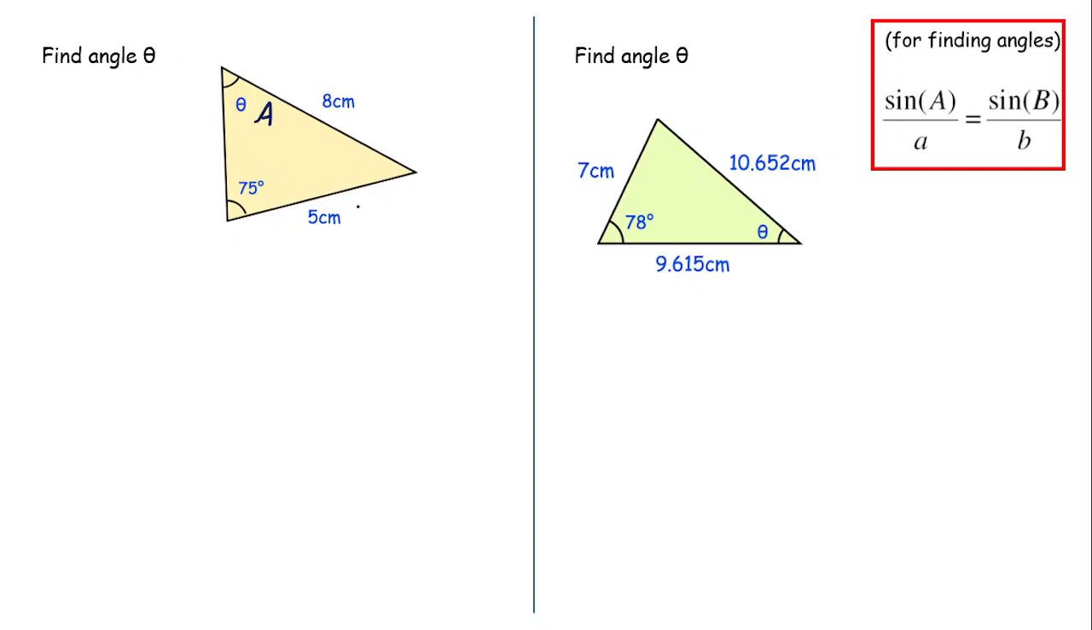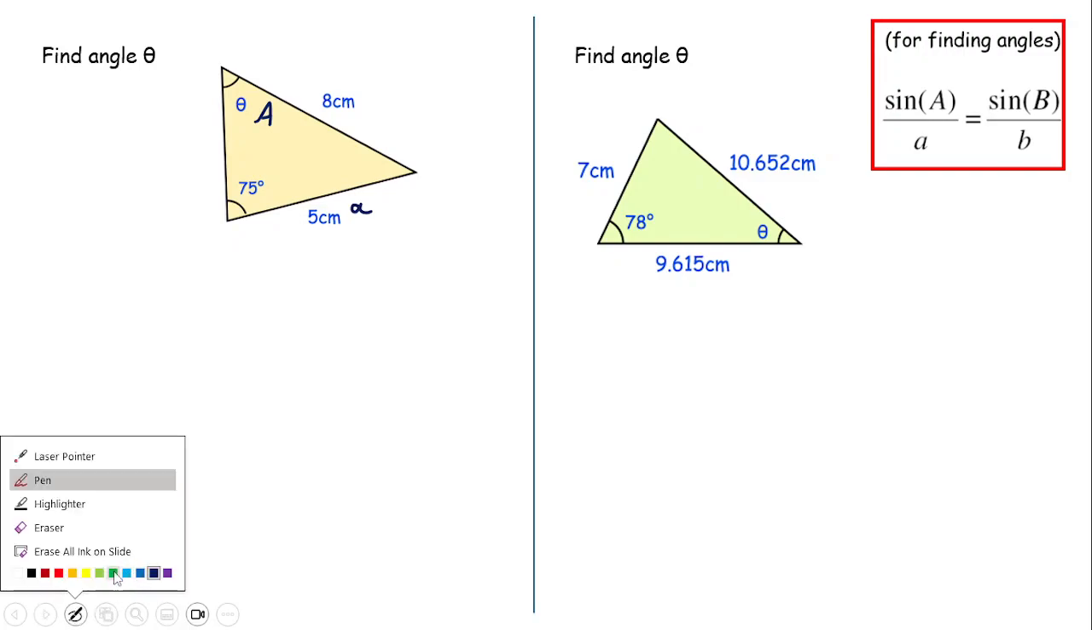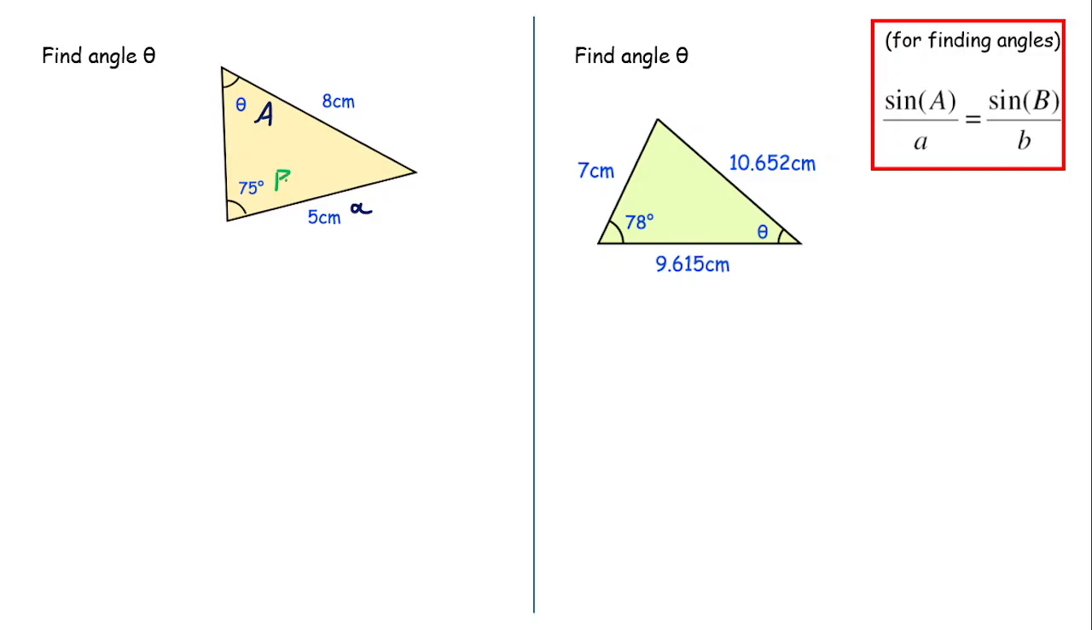Your side opposite that angle is lowercase a, and similarly over here we've got angle B, capital B, side opposite it is going to be lowercase b. From here it's just a case of substituting into our formula for angles. So sine of the angle A, which we call theta, which is what we're trying to find, so sine theta over lowercase a, which is 5, is equal to sine of the angle B. Angle B is 75, so sine 75 over your lowercase b, which is equal to 8.